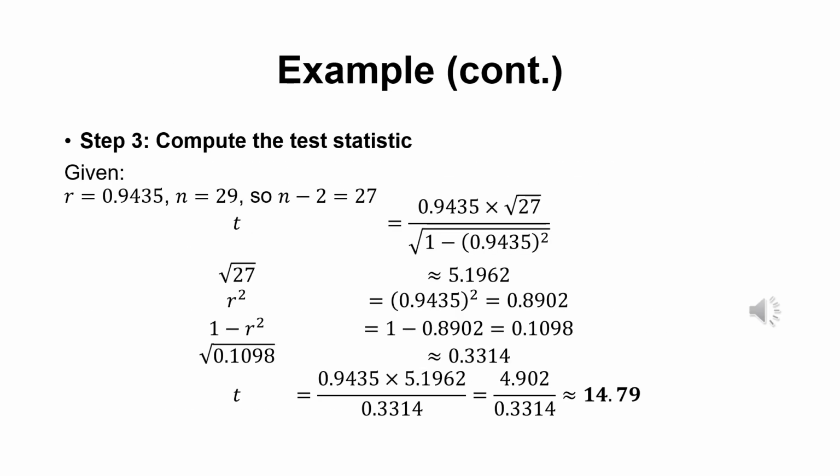Step 3. Compute the test statistic. Given r equals 0.9435 and n equals 29, so degrees of freedom is 27. The square root of 27 is about 5.1962. r squared is 0.8902, so 1 minus r squared is 0.1098, and its square root is approximately 0.3314. Then t equals 0.9435 times 5.1962, which gives 4.902, divided by 0.3314, resulting in t approximately equal to 14.79.